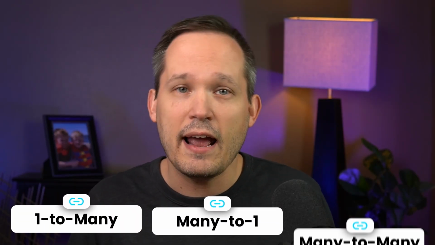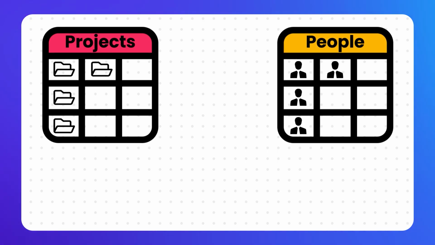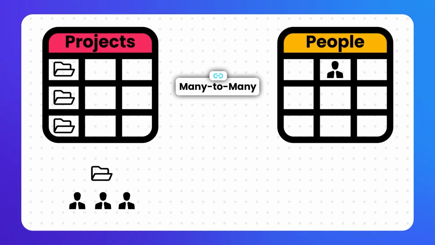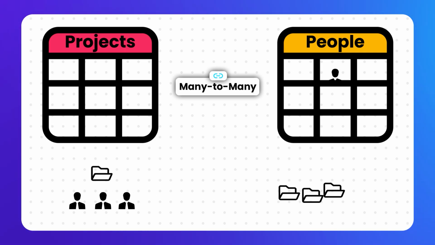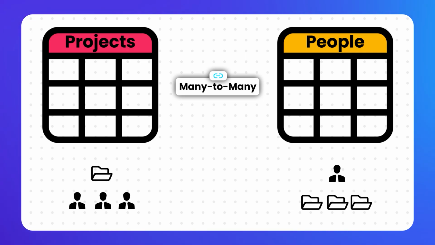Junction tables come into play when you have two different tables that need to link to one another. If you recall from our video on linked records, we have three primary types of relationships between our tables: one to many, many to one, and many to many. Let's say we have a table of projects and a table of people, and we want to have a many to many relationship between the two, meaning that multiple people can work on a project, but also a person could have multiple projects assigned to them.